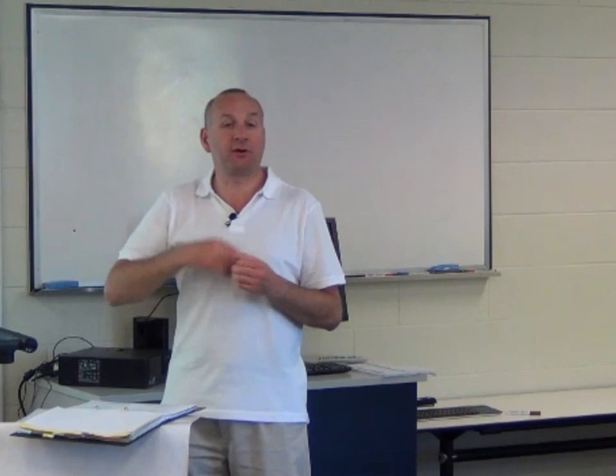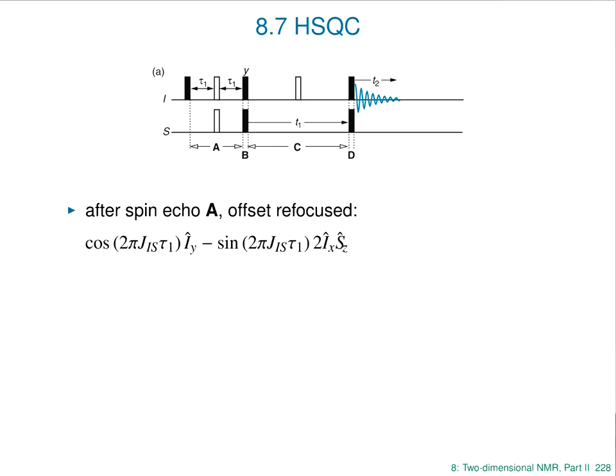In other words, we're not going to grind through every pulse. We're going to say, okay, that's a spin echo, I can ignore that, I don't need to worry about that, to focus in on the essential things that are going on. So first of all, you've done this endlessly now. The first spin echo at the end of period A, you've got an in-phase term IY, and you've got an anti-phase term 2IXSZ. And I've switched to the IS notation because we're using heteronuclei.